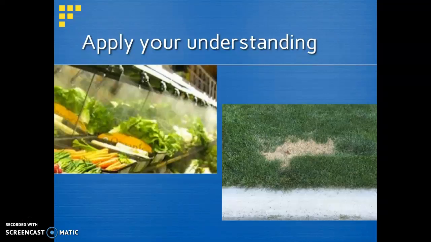So that's a recap of some of the things that we've done in class. I would like you to take a look at some of the examples that we have here with spraying vegetables at the supermarket, or, as you can see, where there's some dead grass from salt being applied in large amounts to the grass and soil, and therefore killing the plants that are there. So that's why you have the dead spot. Use those examples to apply your understanding of osmosis.